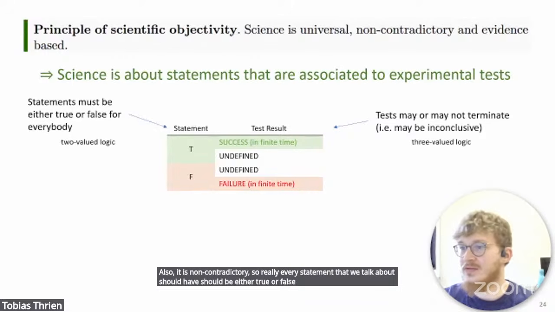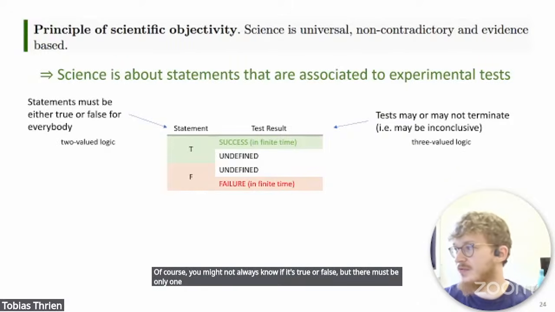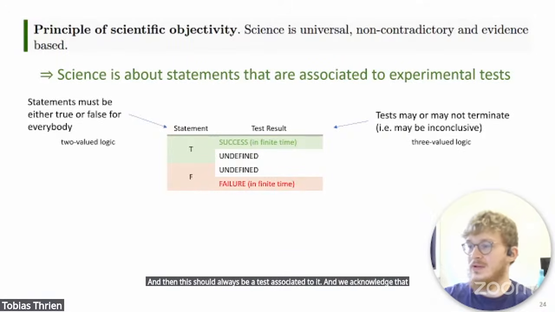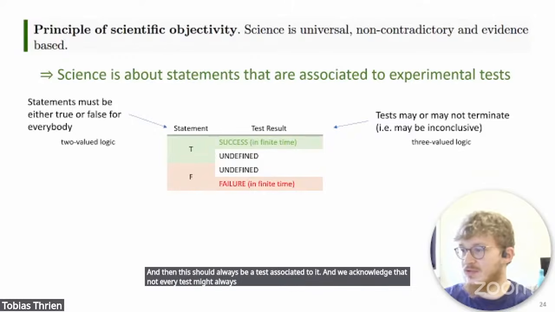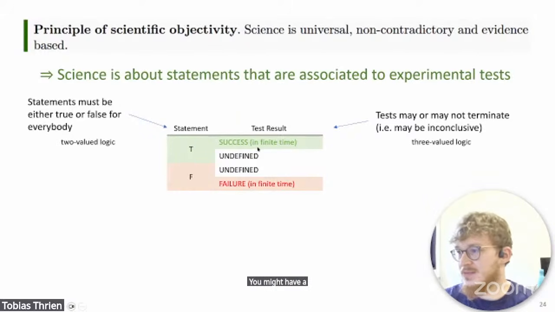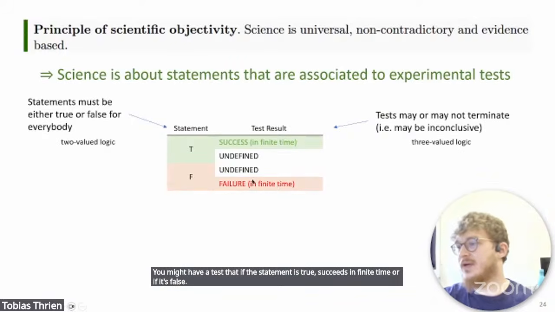Of course, you might not always know if it's true or false, but there must be only one value, true or false. And then there should always be a test associated to it. And we acknowledge that not every test might always tell me whether it's true or false, but there is at least some. So in general, your statement might be true or false. You might have a test that, if the statement is true, succeeds in finite time, or if it's false, might fail in finite time.